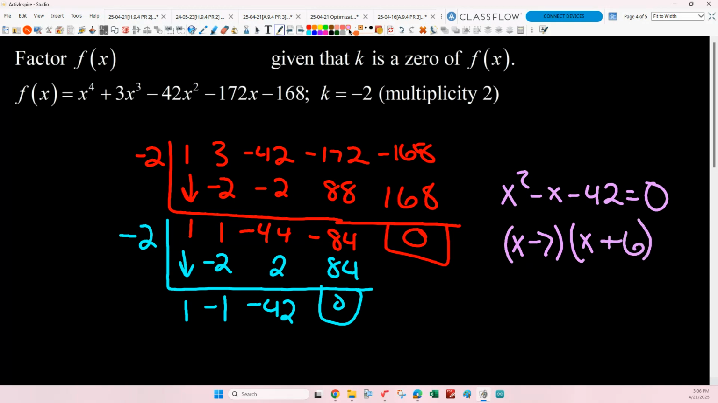So what are my final zeros then? 7, negative 6, and then the negative 2's. How many zeros do I have? 4. So the answer, would you put both the negative 2's and 7 and negative 2? Yeah, because it's saying multiplicity 2, you'll put them twice.